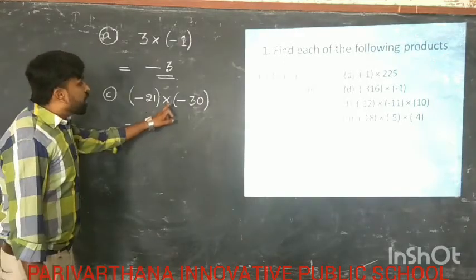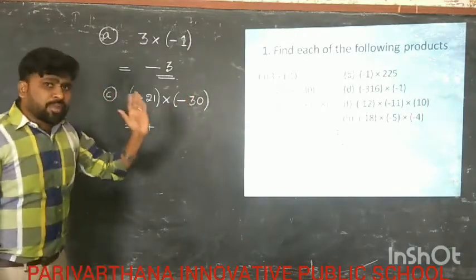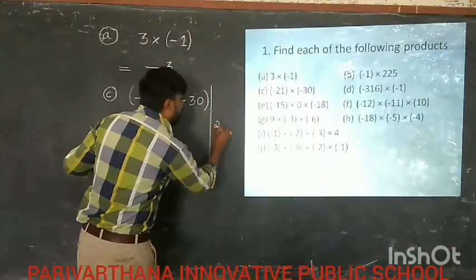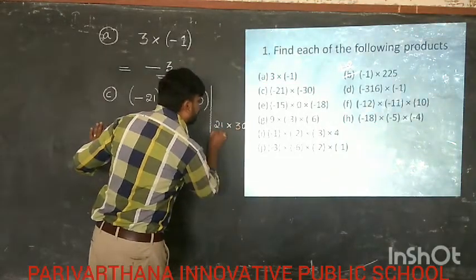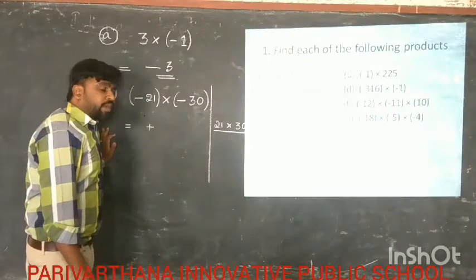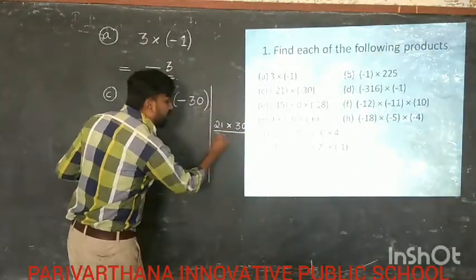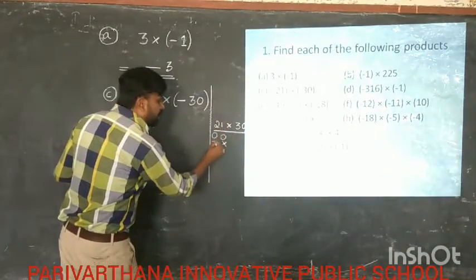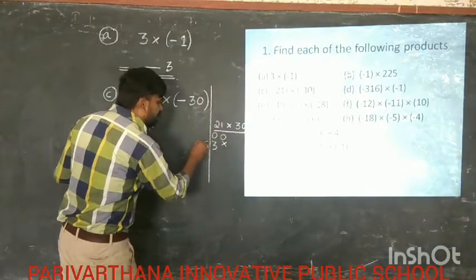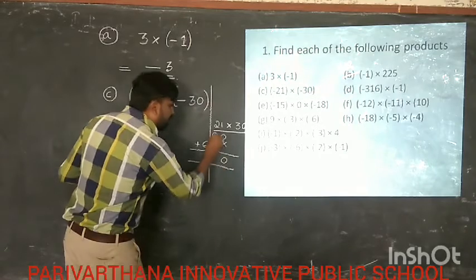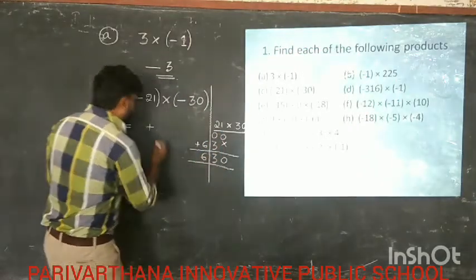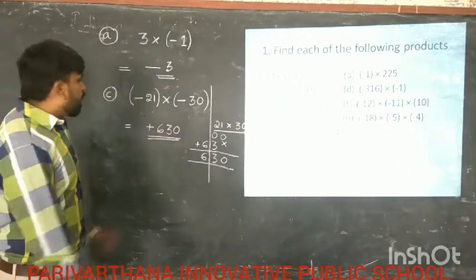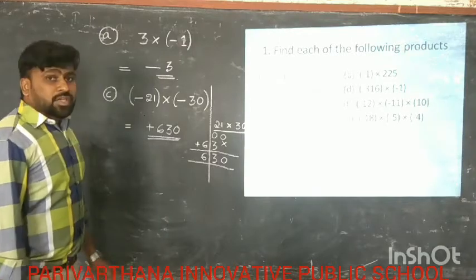Now 21 into 30. You can directly multiply, or you can take it as rough work. That is 21 into 30. First you multiply with 0. 0 into 1 is 0, 0 into 2 is 0. 0 finished. 3 ones are 3, 3 twos are 6. Next addition: 0, 0, plus 3 is 3, 6. Therefore the final answer is 630. Second one, C, the final answer is 630.